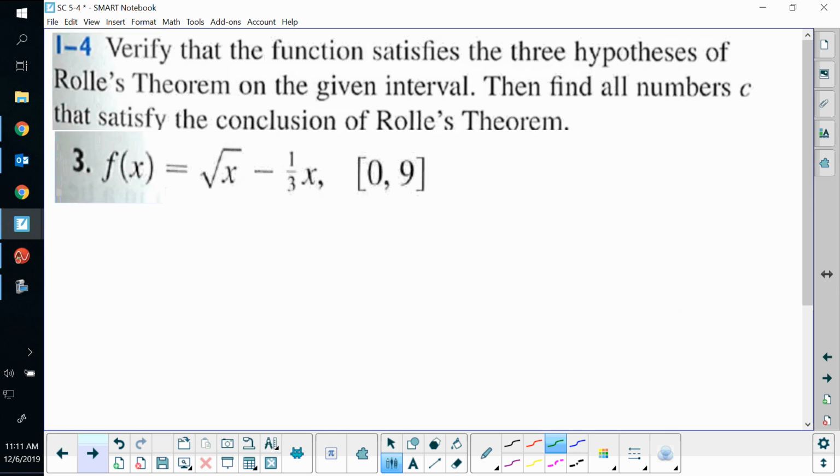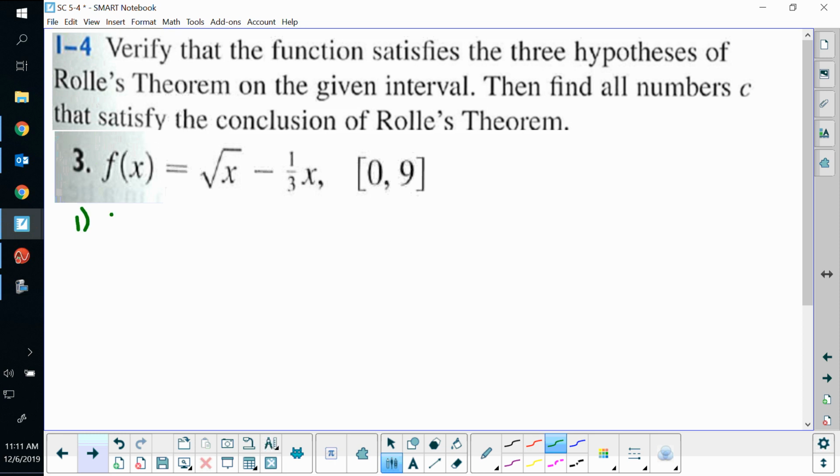So same directions for this one. We're going to do Rolle's theorem. We want to see the initial conditions, make sure they're satisfied, and then we want to check and actually find the numbers when the derivative will equal 0.